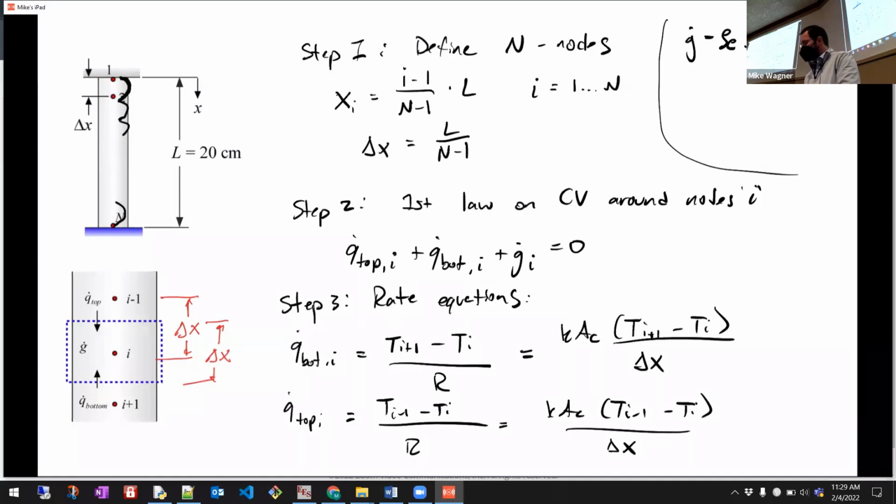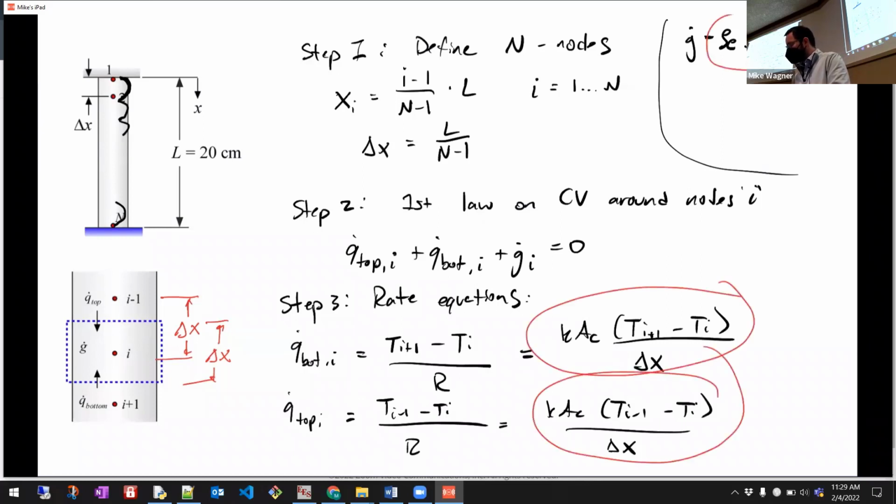Okay, eventually now we want to combine all this stuff together. So we take this piece, and this piece, and plug them all in here, right? And now we've got a system of equations that are just in terms of temperature. So we just see temperature and a bunch of constant stuff, right? So now we have an algebraic equation for node I, right?